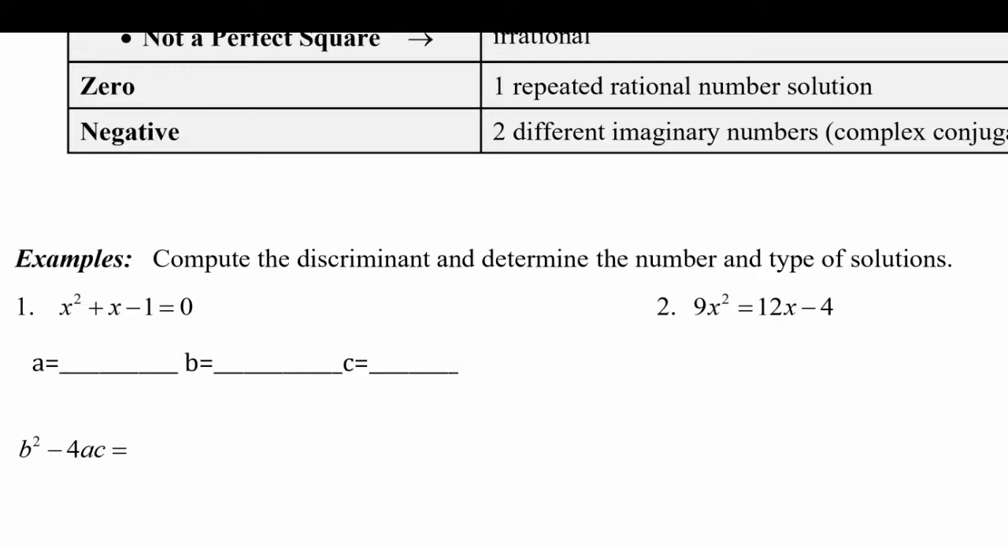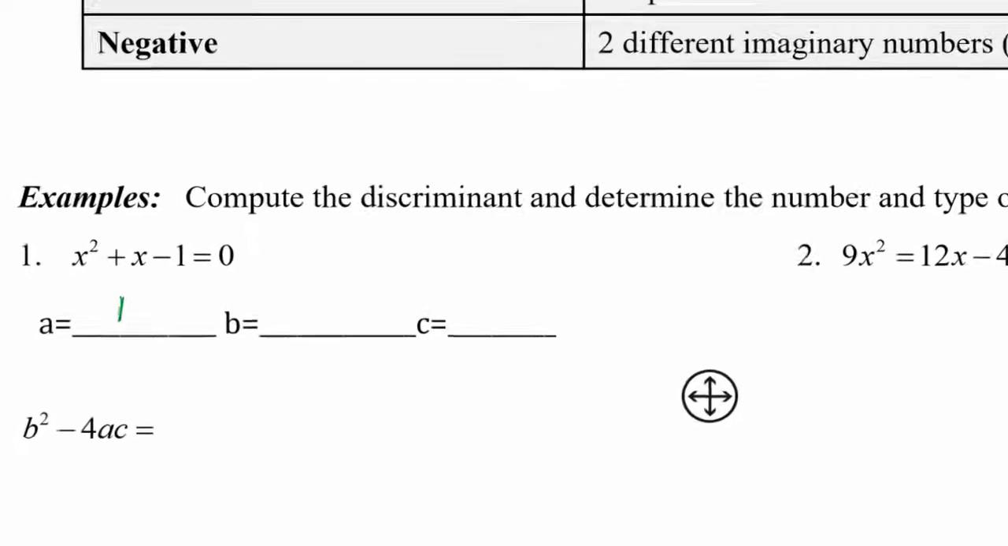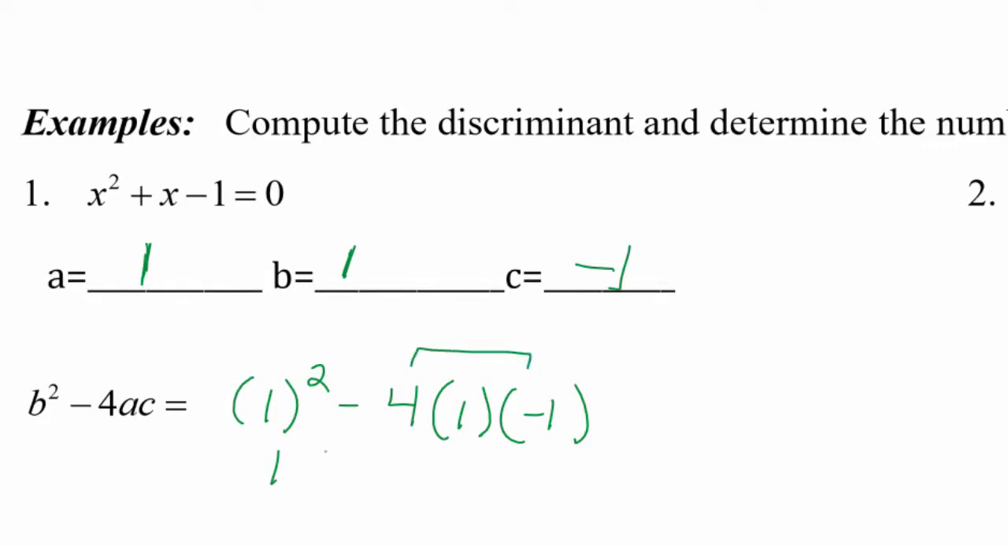So in the first problem, you've got a quadratic equation. It's already in standard form, so that's important that it be in standard form before you compute your discriminant. So let's see here. A is 1, B is 1, and C is negative 1. Okay. And so B squared is 1 squared minus 4A times C. So that's a 1. And then here we're going to multiply this negative 4 and this negative 1 to make a positive 4, and 1 plus 4 is 5.